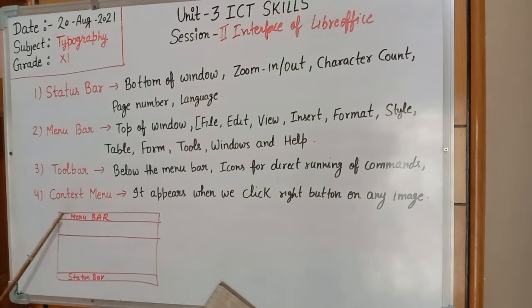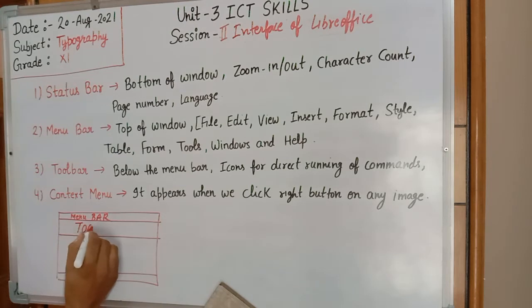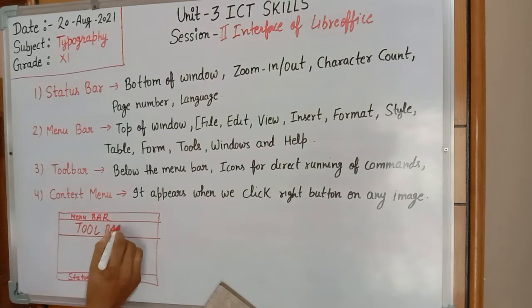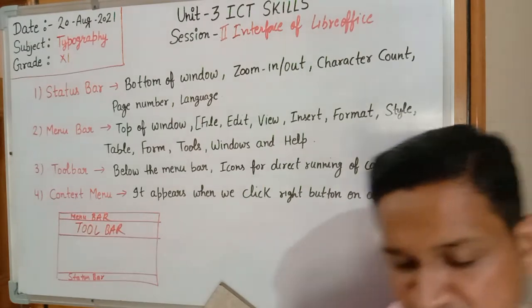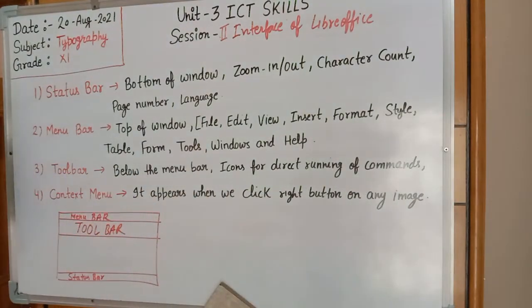It is available on the top of your window. Next is the toolbar. It is just below the menu bar. This bar is known as the toolbar, where different types of tools are there for editing a document. Icons are present for performing different types of actions. These icons work as shortcut keys for any specific task.